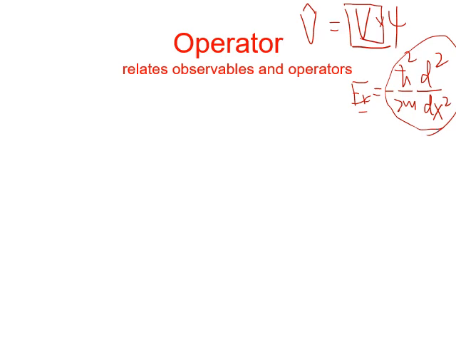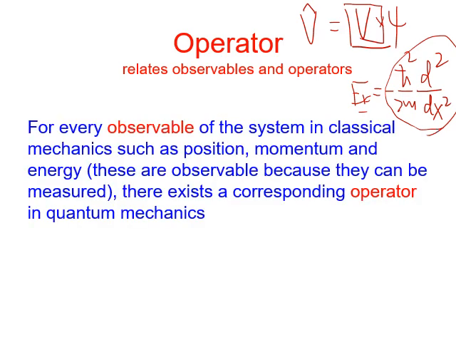Now there are many more operators in quantum mechanics, and this postulate says that for every observable of the system in classical mechanics, there exists a corresponding operator in quantum mechanics. An observable is something you can measure: position, momentum, or energy. So for kinetic energy, which is an observable, in quantum mechanics we have this operator. In classical mechanics we have potential energy, and in quantum mechanics we have the potential energy operator, which is just potential energy multiplied by a function.